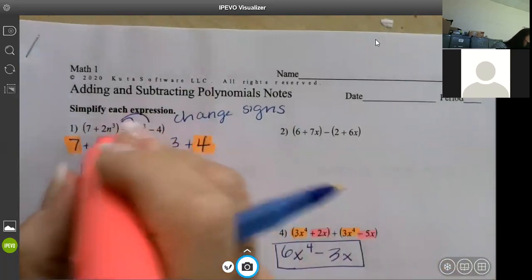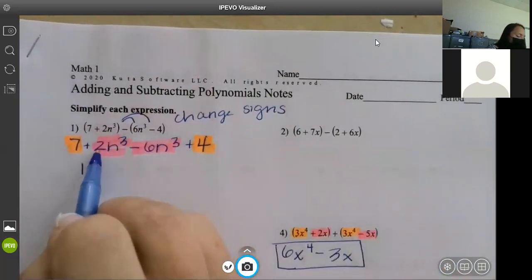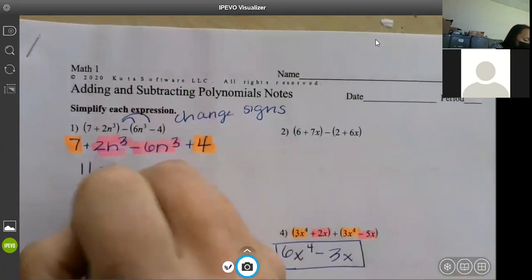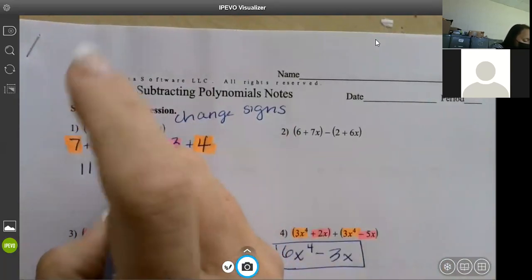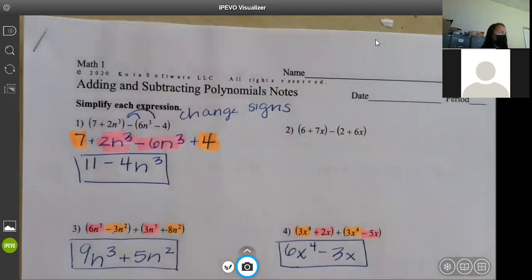And then we have 2n cubed minus 6n cubed, just your numbers. 2 minus 6 is -4, and n cubed made them alike. That's it. So there's no difference in the subtract except for make sure you distribute that sign. Okay, change the signs behind.